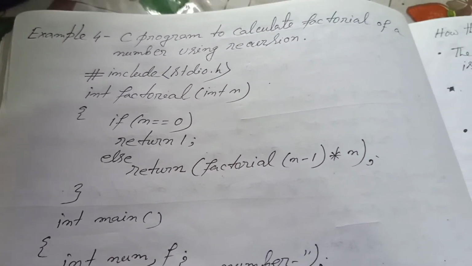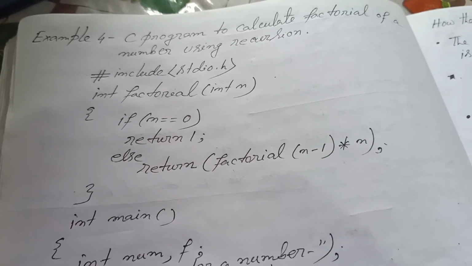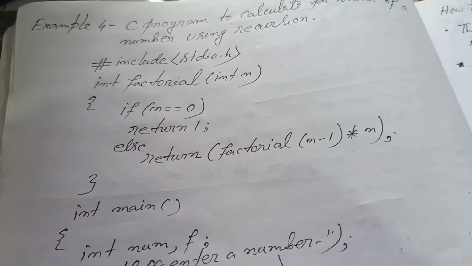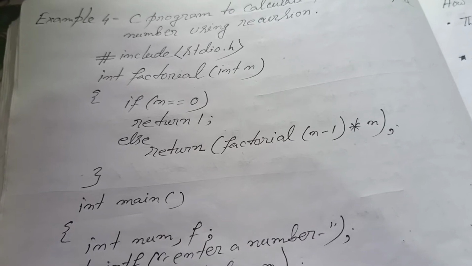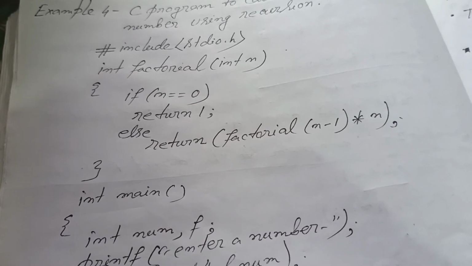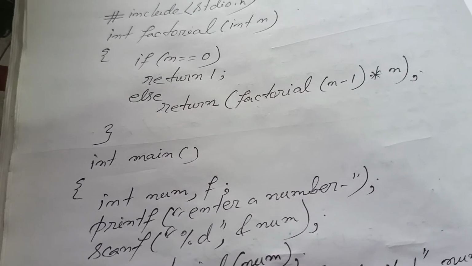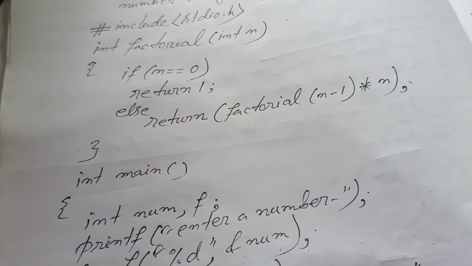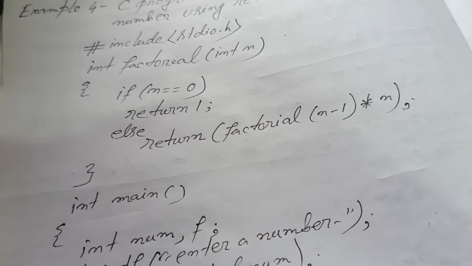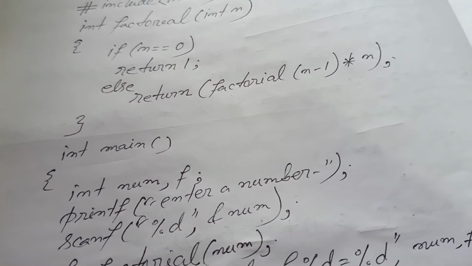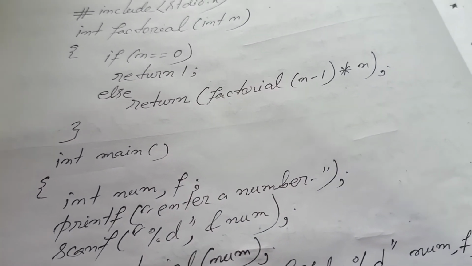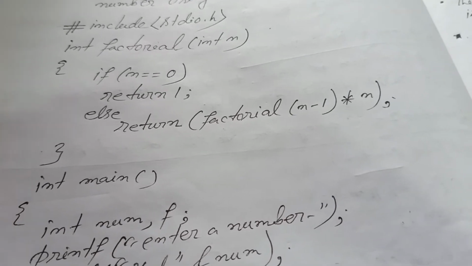So let's start with #include <stdio.h> and int factorial(int n). Now we are putting the condition: if n equal to 0, then return 1, otherwise return factorial of n minus 1 into n.